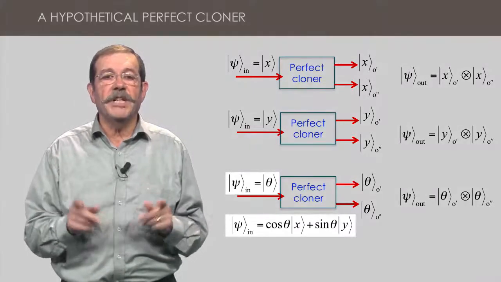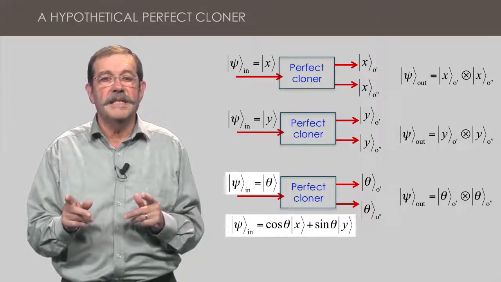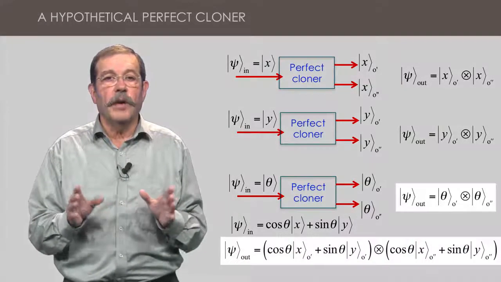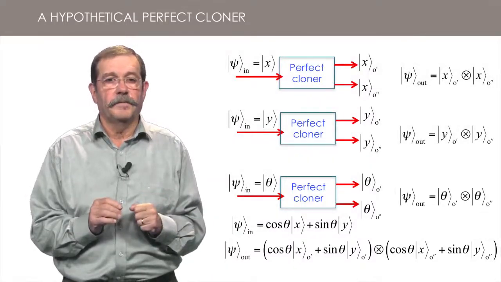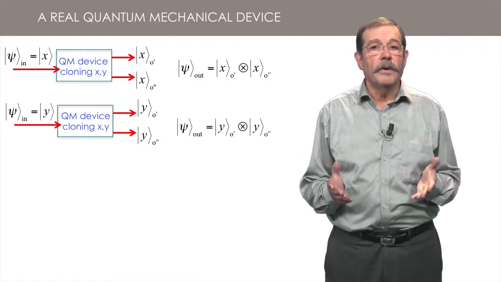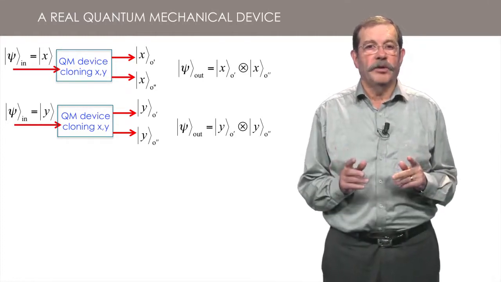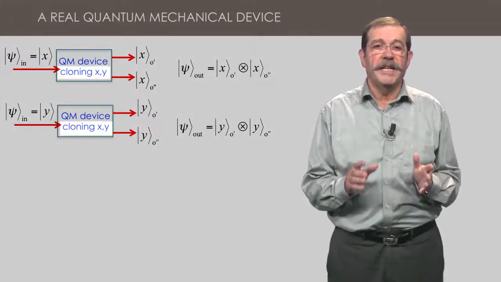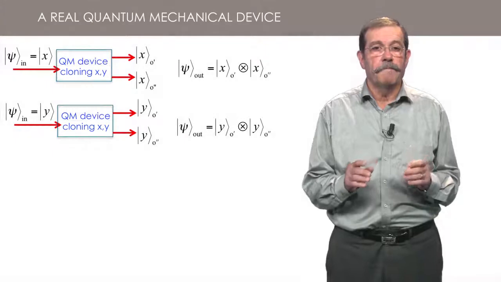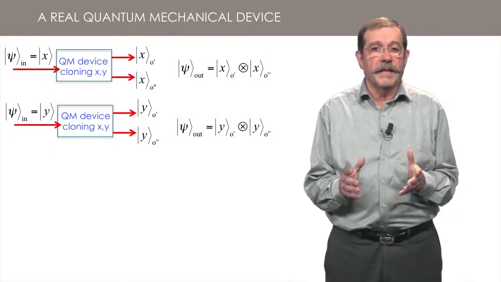Using the expression of the theta polarized photon in the XY basis, we can express the output of the would-be cloner in that basis. Let us now write what we expect for a real quantum mechanical device, which would be a perfect cloner for polarizations X and Y. It should also obey the fundamental rules of quantum mechanics.